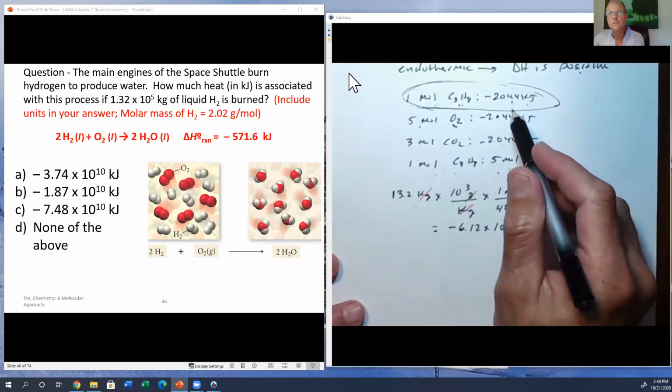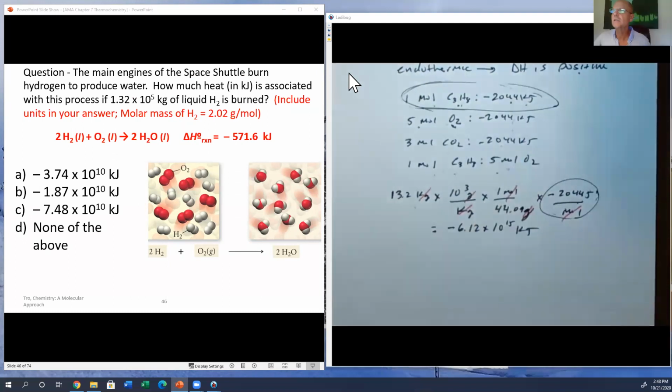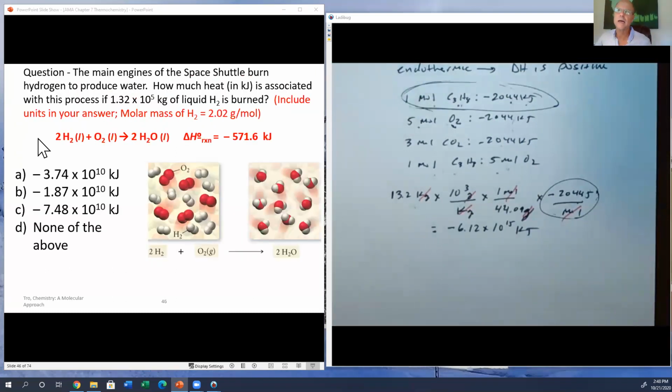Correct. And then what exactly is that number that we found? The number that you found was the amount of energy that is released when 13.2 kilograms of this reacts. Oh, okay. I got it. Right? So this is the amount when 1 mole reacts. What we found was the amount when 13.2 kilograms reacts. Gotcha. So this is very similar. This is saying if you burn 1.32 times 10 to the 5th kilograms of hydrogen, how much heat is evolved? This is the amount that is evolved when 2 moles of hydrogen reacts with 1 mole of oxygen. I see. I understand now. Thank you. You're welcome.